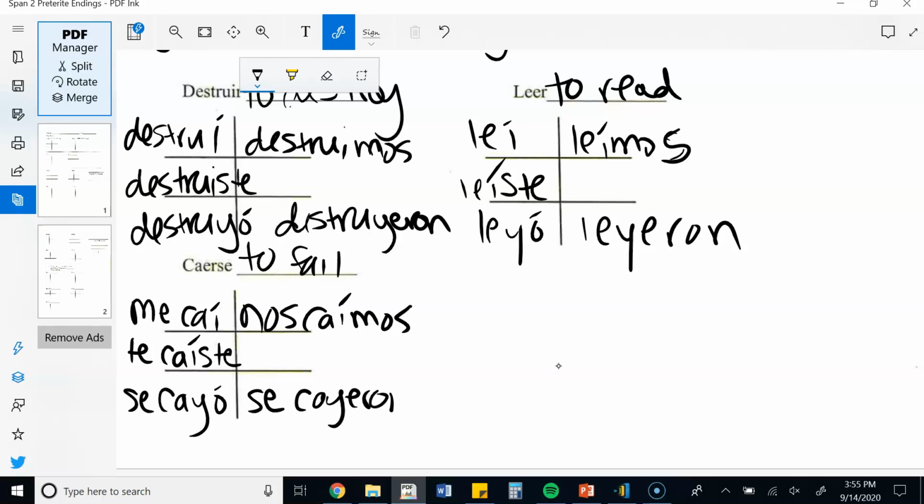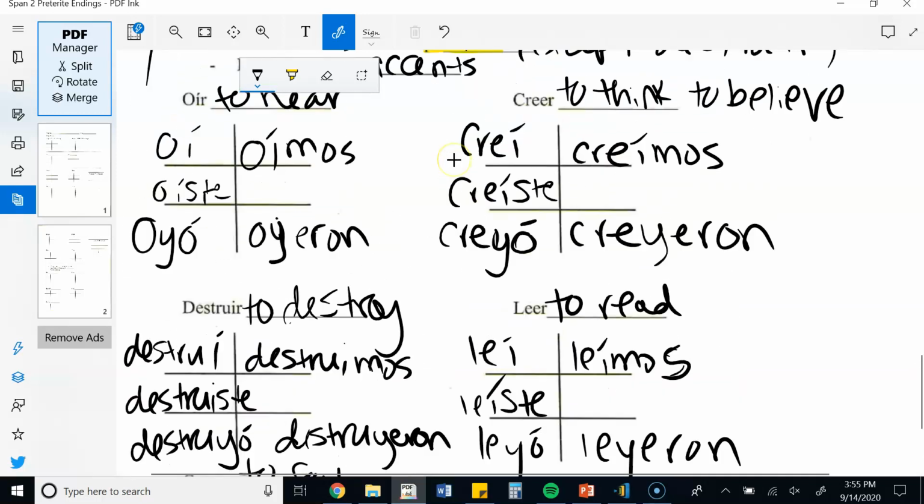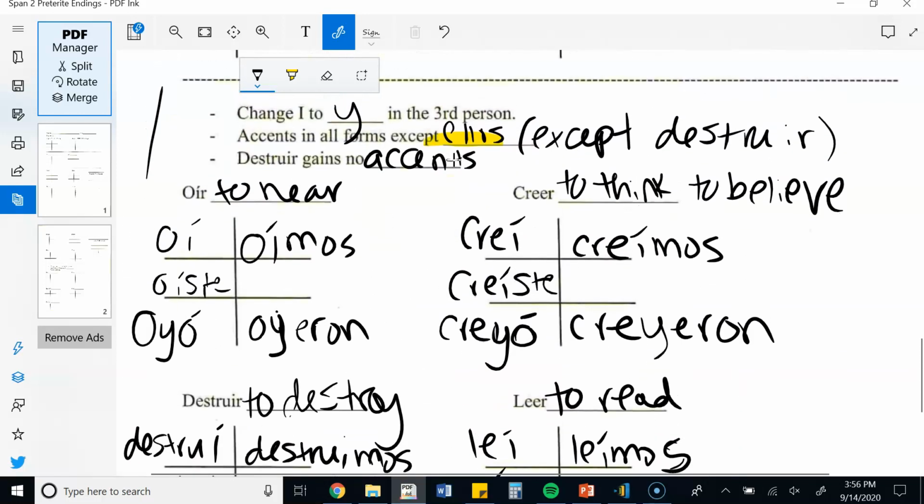Cayeron. So just as a review, all of these except destruir gain accents in all but the ellos form. They'll all change I to Y in the third person. By that I mean the él and the ellos. And finally, destruir is different because it does not gain accents, but we still keep them in the normal endings, like in the yo and the él, because the regular endings have those accents.